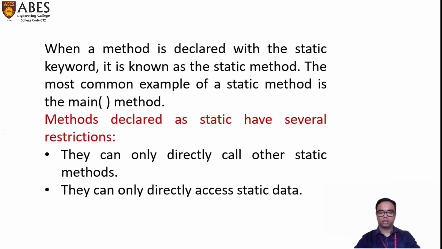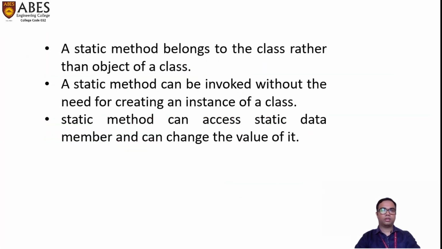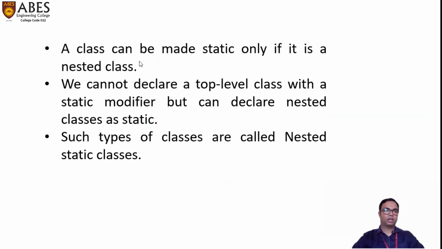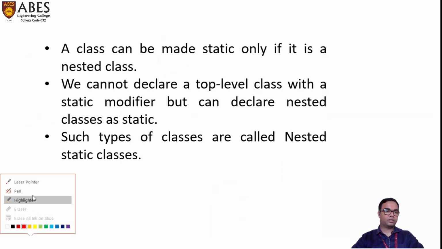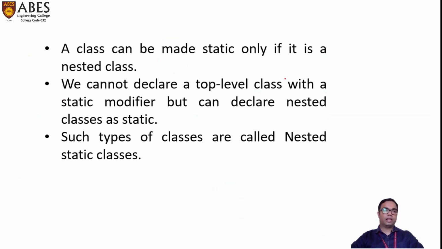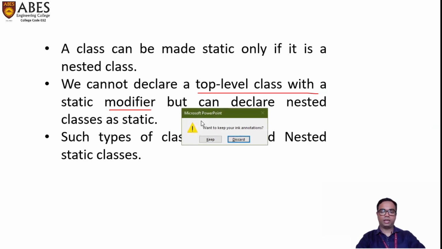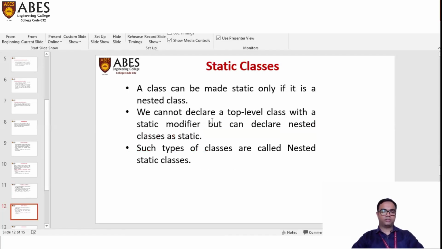Next, static method we have already discussed. Static classes. When you declare a class as static, one thing you have to keep in mind is that we cannot declare a top level class with a static modifier. Suppose we have an outer class and an inner class, then you cannot declare the outer class as static. You can declare the inner class as static. Let's see the concept of a nested class and how you can apply the nested class as static.